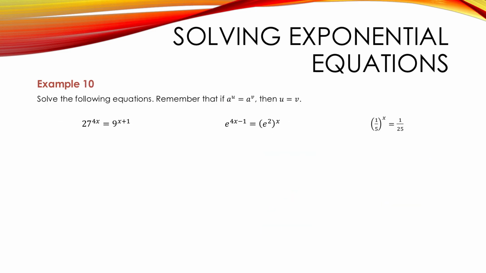Here's some more. These ones are a little more challenging because neither side has the same base in this first one. So let's see if we can figure it out. We currently have 27 to the 4x is equal to 9 to the x plus 1. So what we need to do is figure out what base they both could have. Both 27 and 9 can be broken down to powers of 3. 27 is 3 cubed, and I can raise that to the 4x, and 9 is 3 squared, and raise that to the x plus 1.